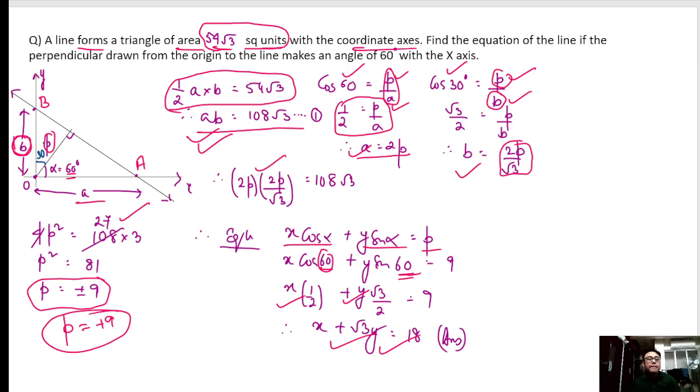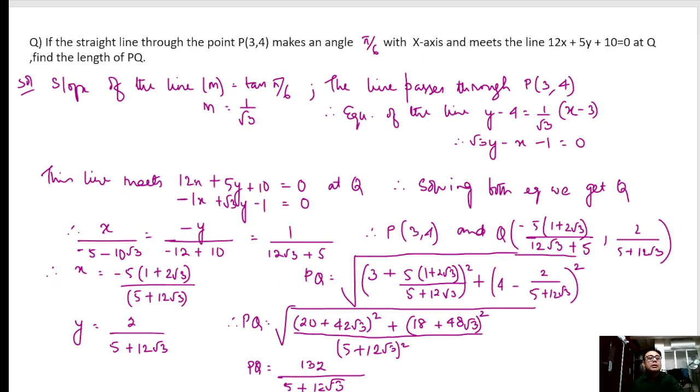Next, if the straight line through P(3, 4) makes pi by 6 with the positive x-axis and meets this line at Q, find the length of PQ. There is a straight line which is making pi by 6 with the positive x-axis and passing through this point.